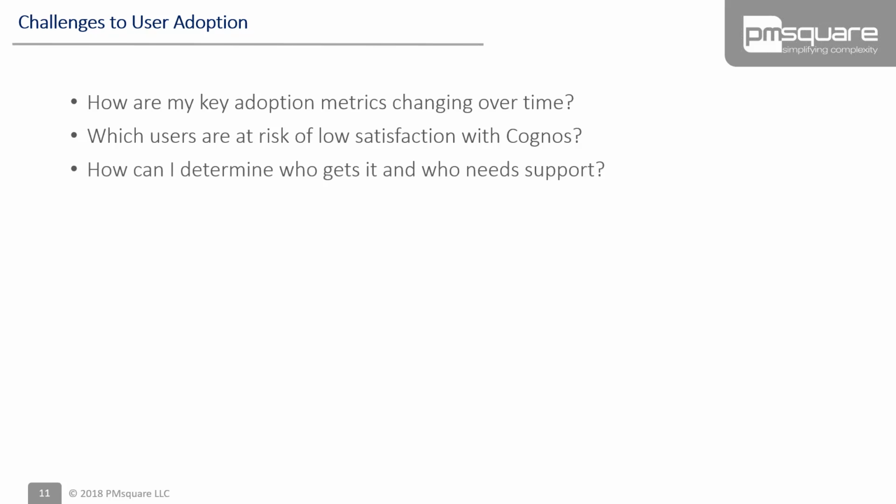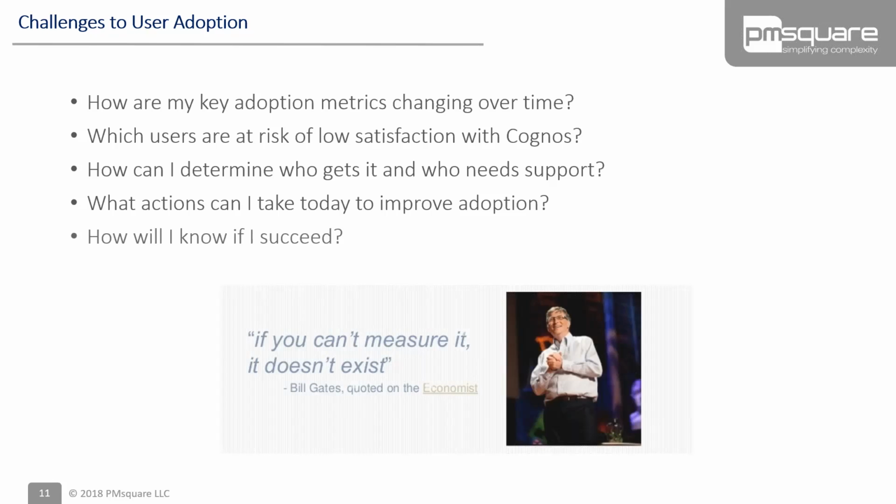How can I determine who gets it, who's getting value out of something like Cognos Analytics versus who needs support? And most importantly, what actions can I take today to improve adoption in an actionable way? What can I do this afternoon that will help ensure that people are getting the value out of Cognos that we expect based on our investment in it? And finally, how will I know if I succeed?